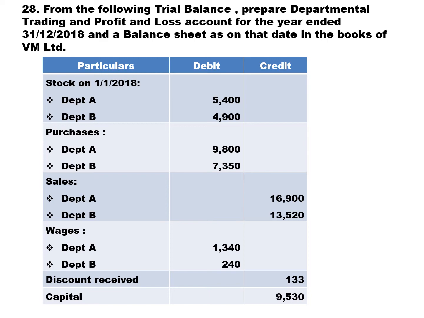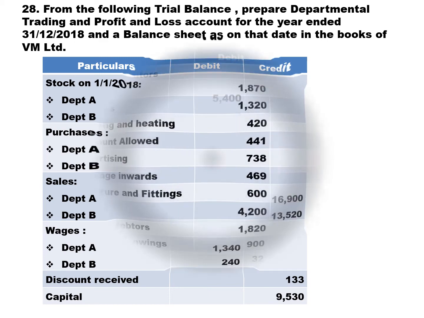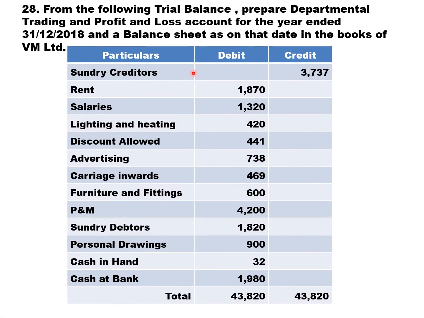Capital will come in balance sheet, creditors balance sheet, then we have rent will come in PL, salary PL, lighting and heating will come in trading, discount allowed PL, advertisement PL, carriage inward will come in trading, furniture and fittings is an asset balance sheet, plant and machinery balance sheet, debtors balance sheet, personal drawings balance sheet, cash in hand balance sheet, cash at bank balance sheet.